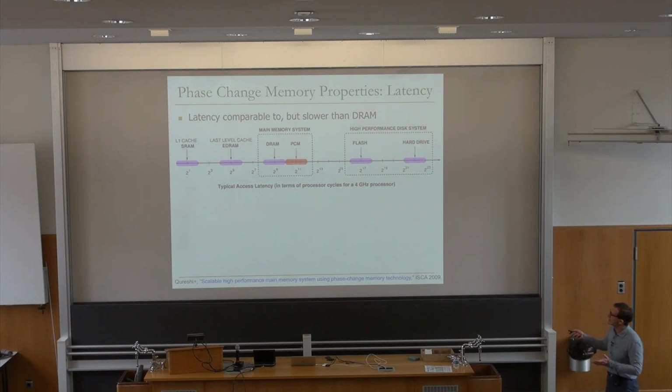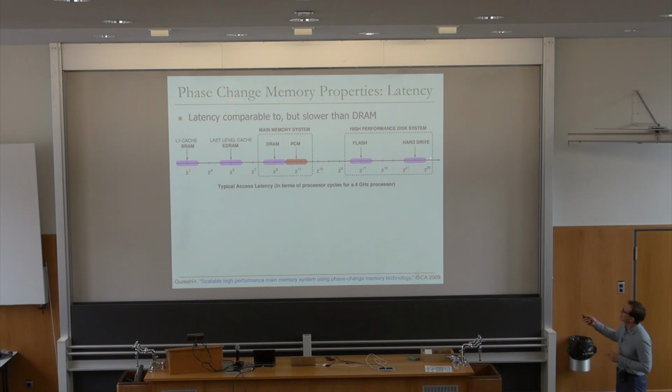So I like this picture. This basically shows the typical access latency of different technologies as they're employed, in terms of processor cycles for a 4 gigahertz processor in this case. So if you look at SRAM, that's very fast. Embedded DRAM, it's very fast. DRAM is very fast. There's flash. There's a big gap between DRAM and flash over here. This is 2 to the 17 processor cycles, which is a lot.